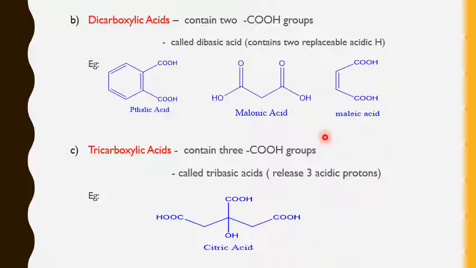And next, based on the number of COOH groups, we have three types: monocarboxylic, dicarboxylic and tricarboxylic. So in today's class, we have seen up to classification. Definitely in the next class, we will go for the IUPAC nomenclature of these carboxylic acids.